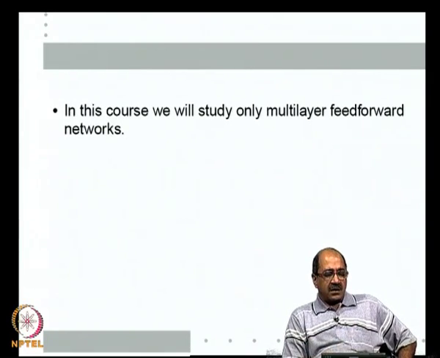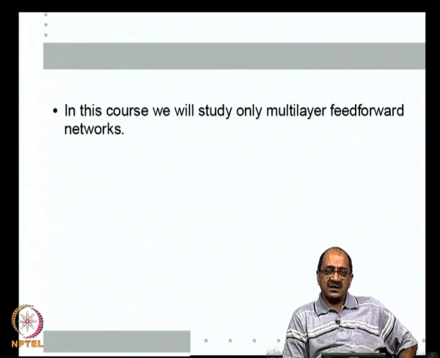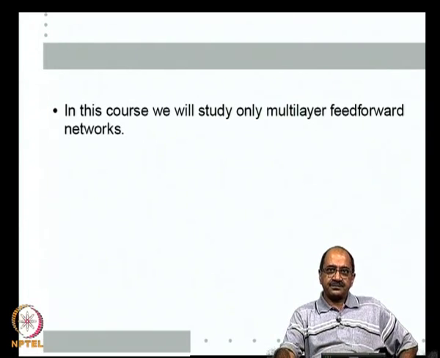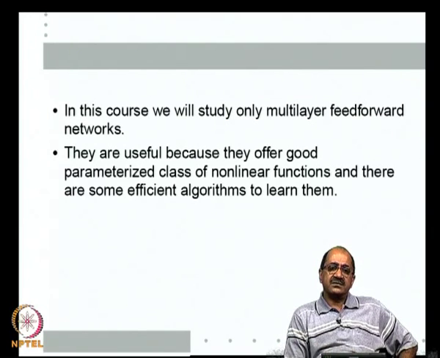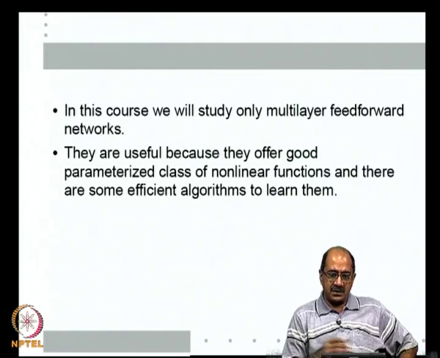Okay. Artificial neural network models are pretty varied, they are a rich class of models. For this course, we will study only what are known as multi-layer feed forward networks, because these provide the kind of parameterized class of nonlinear functions that we are interested in. Okay. They offer a good parametric class of nonlinear functions, and there are some efficient algorithms to learn them. So, essentially they are useful for pattern recognition and regression. So, that is the only kind of neural networks that we consider.